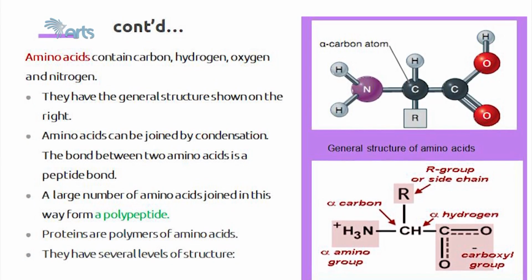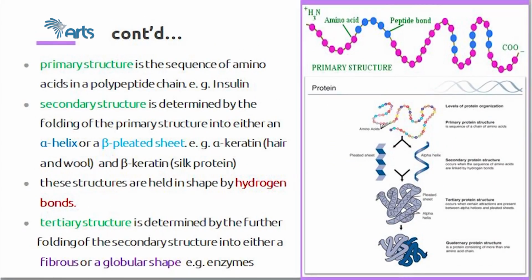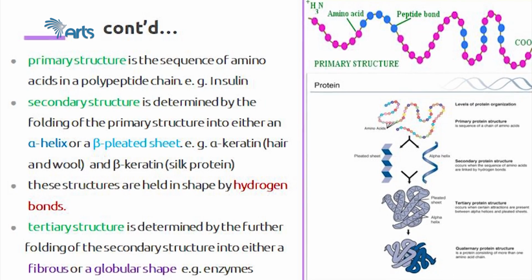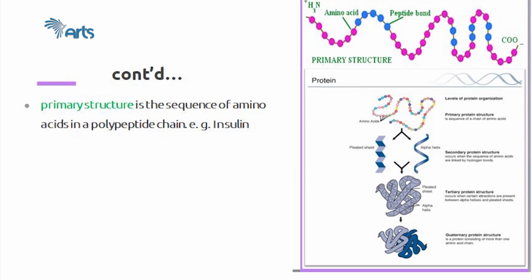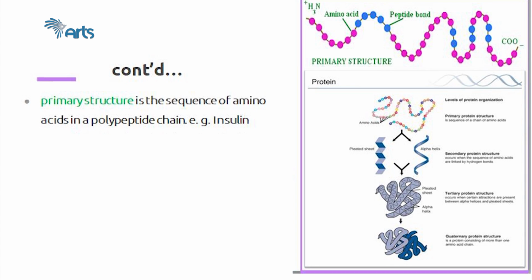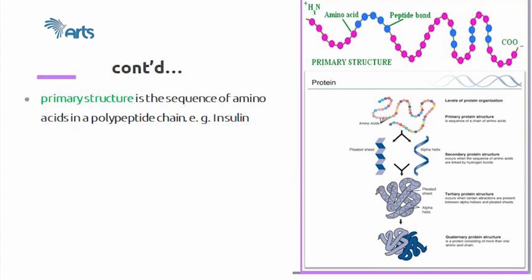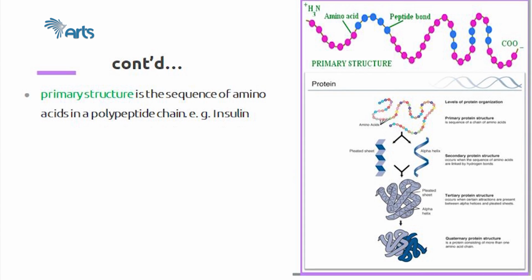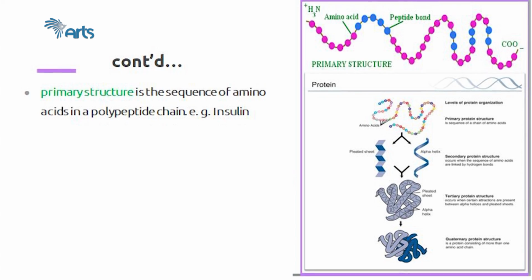They have several levels of structure: primary, secondary, tertiary, and quaternary structure. Let's look at this step by step. Primary structure is the sequence of amino acids in a polypeptide chain. For example, insulin, a hormone, is a protein, and the sequence of amino acids in its polypeptide chain gives its primary structure.